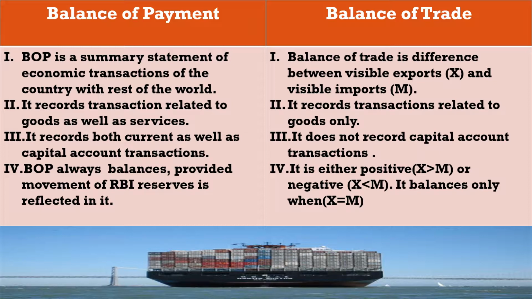Balance of payment records both current as well as capital account transactions. Whereas balance of trade does not record the capital account transactions. Balance of payment always balances, provided movement of RBI reserve is reflected in it. Whereas balance of trade is either positive when exports are more than imports, negative when exports are less than imports, and it balances only when exports are equal to imports.